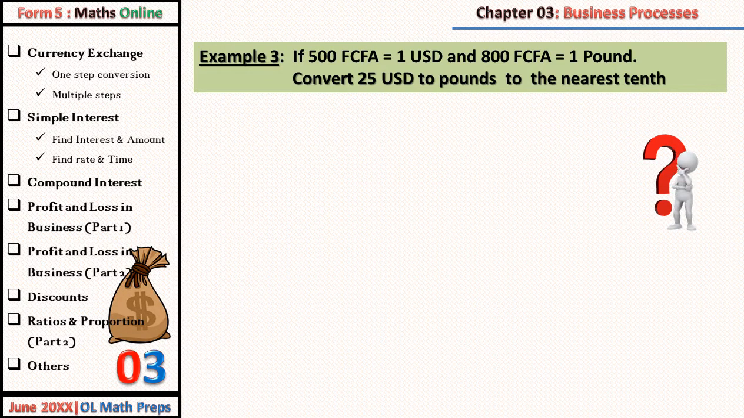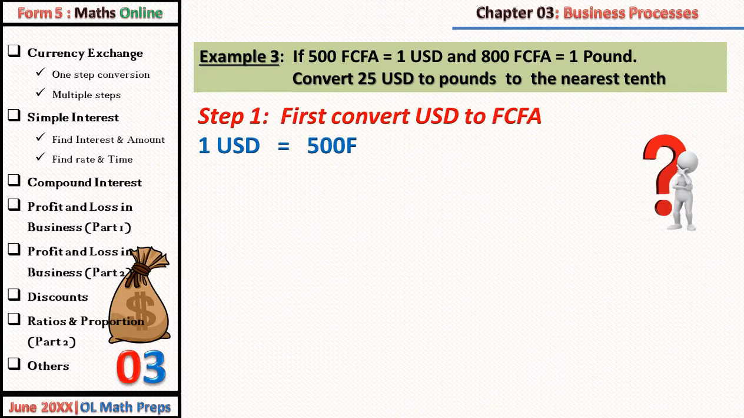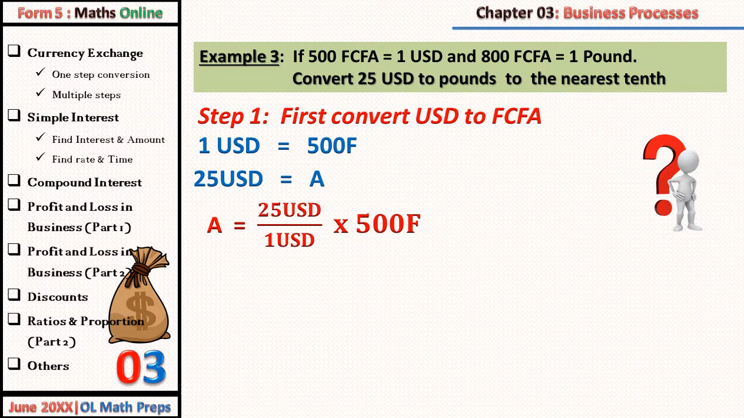Actually, this type of problem involves multiple conversions, and specifically here we have two-step conversions. First, we will convert from US dollars to francs, and then we convert that value in francs to pounds. Let's move on. So step 1, first convert from US dollars to FCFA, and we have been told that 1 US dollar equals 500 francs. Therefore 25 US dollars will be equal to A, and from here our A will be equal to, by cross multiplication, 12,500 francs. This is step 1.